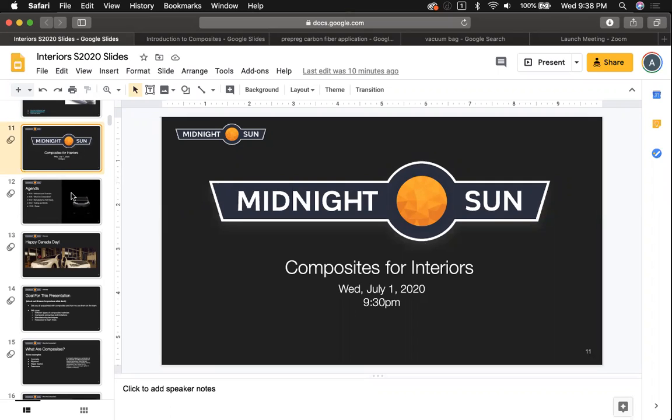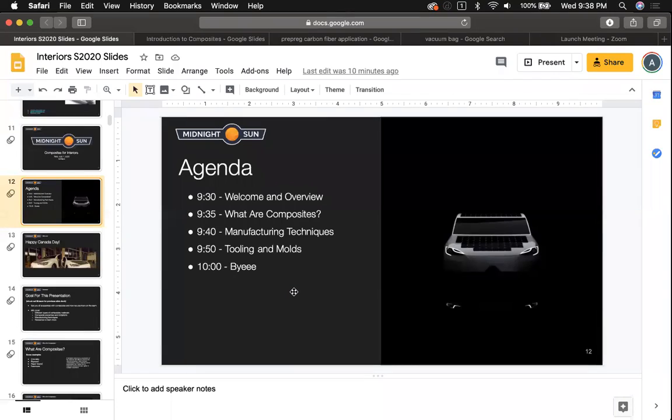So we'll see how long we take. Hopefully we're fast. Otherwise we might be about half an hour. That's what I planned it for. So we're going to be covering hopefully a bit of an overview of what composites are, how we manufacture them and make them, and a bit about the tooling and molds.